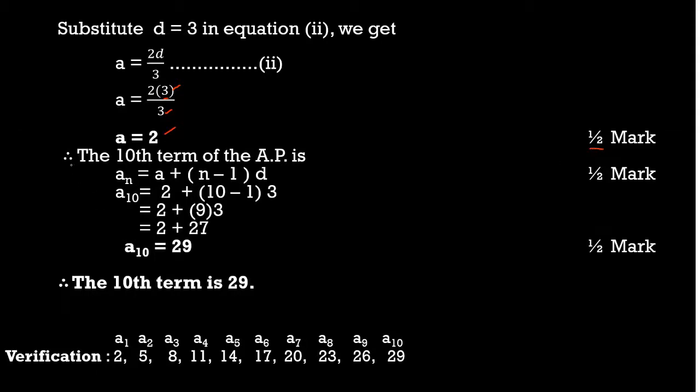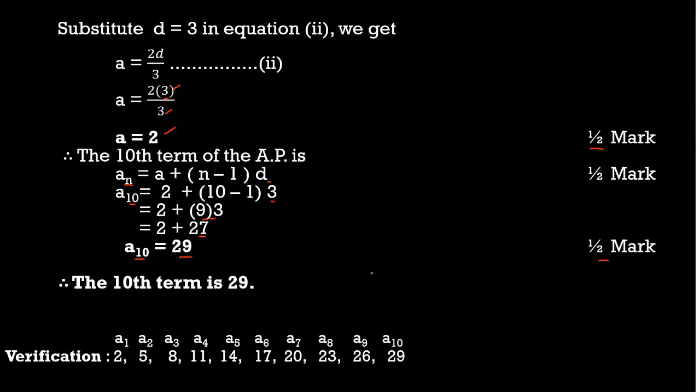After finding A and D values, we will find the 10th term of an AP. The formula to find the nth term of an AP is An is equal to A plus n minus 1 into D. A10, where n is 10, is equal to A is 2 plus 10 minus 1 into D is 3. 2 plus 10 minus 1 is 9 into 3. 2 plus 9 into 3 is 27. 2 plus 27 is 29. Finally, we got the 10th term of an AP is 29. Up to this step, we will get half mark.